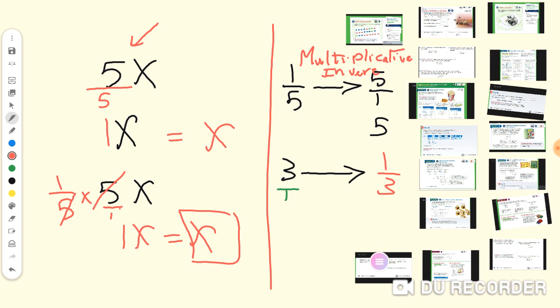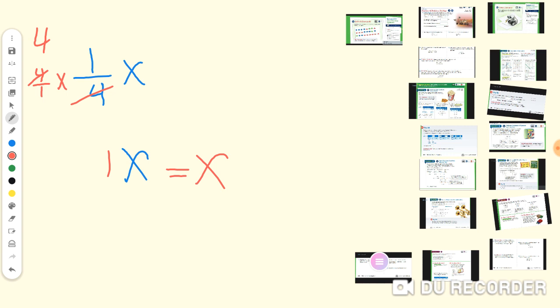Okay? So another example. If I have 1 over 4 x and I need to write x separated, I will multiply 1 over 4 by what? To get it out. Yes, I will multiply it by the multiplicative inverse of 1 over 4, which is 4 over 1, which is 4. Simplify, it will give you 1. So 1x equals x.